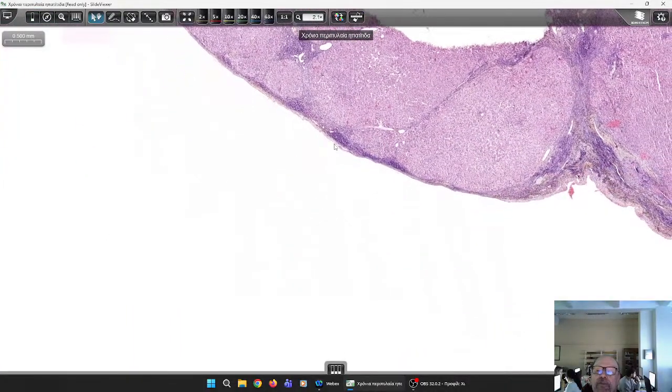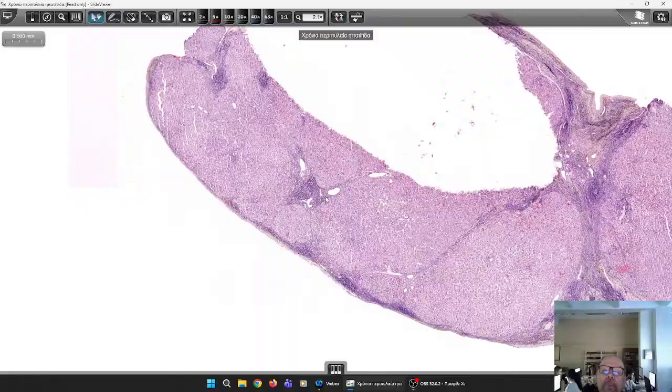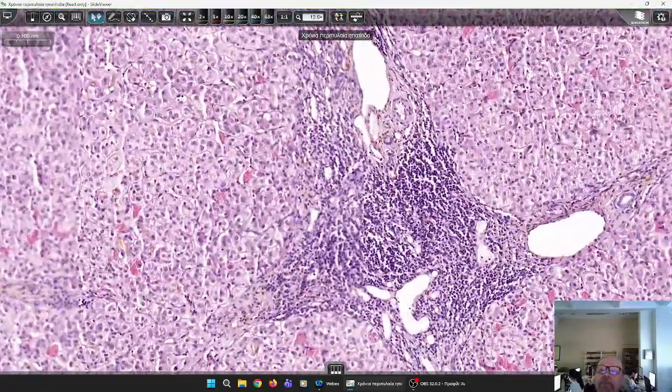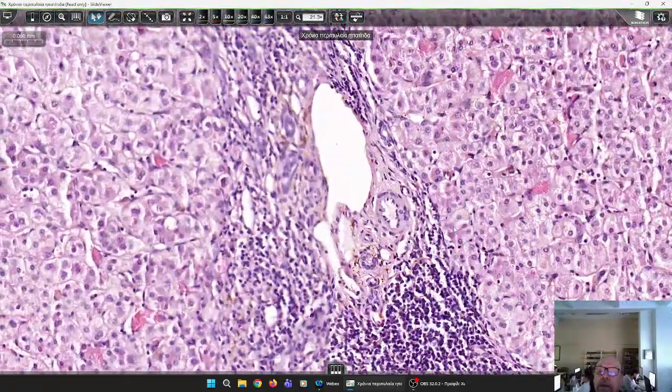This is the capsule. Have a look here. Here is the portal tract. You have the portal vein distended, the hepatic artery. You see the muscular layer? It is an artery, so it has an organized muscular layer, while the vein, despite being bigger, does not have such a well-developed muscular layer.